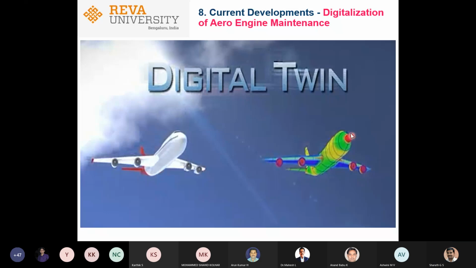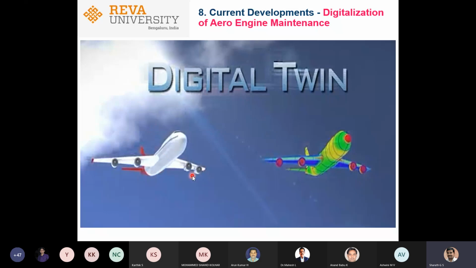Now, this digital twin captures all the data right from its first flight. It captures accurate data from the physical twin. So some sensors will be fitted both on the engines as well as on the aircraft, and then the data is transmitted to the digital twin, which we will have in the control rooms. So that data will be transmitted to the databases, to the computers, wherein we'll be monitoring the condition of the engine.